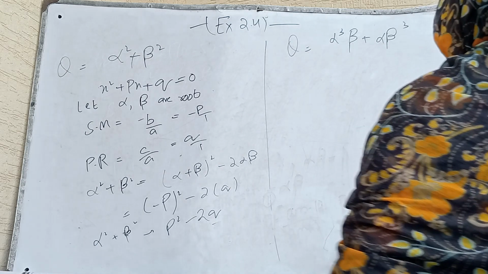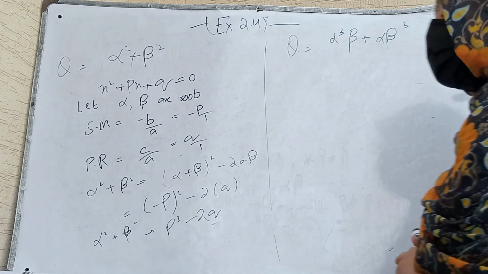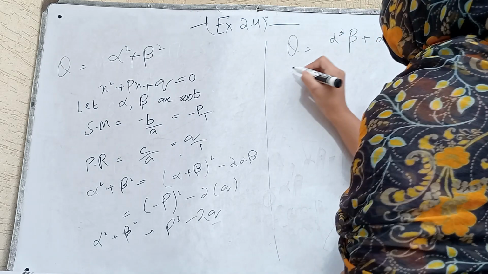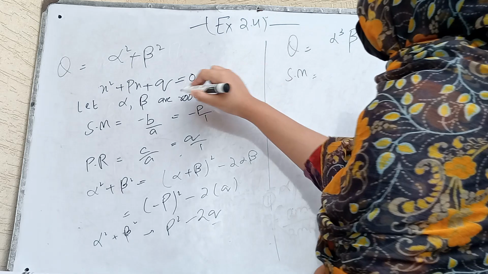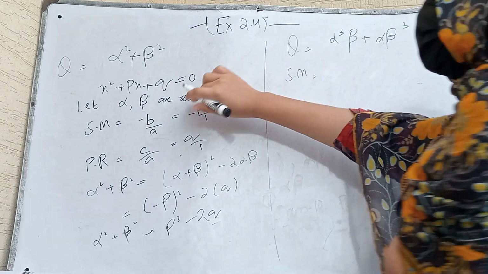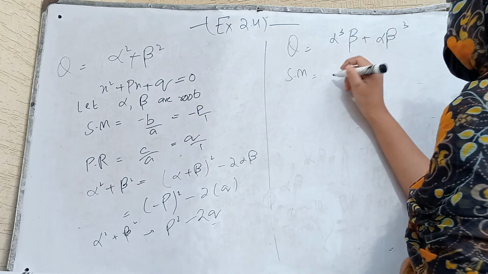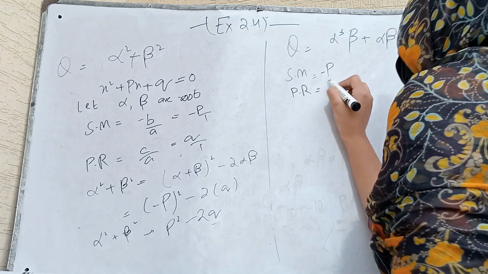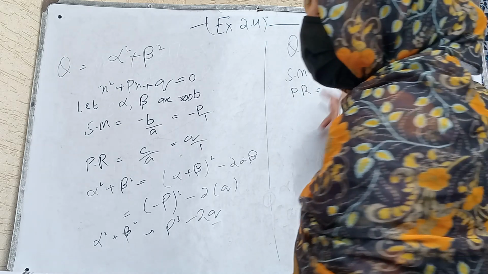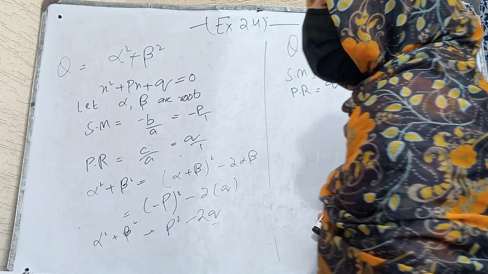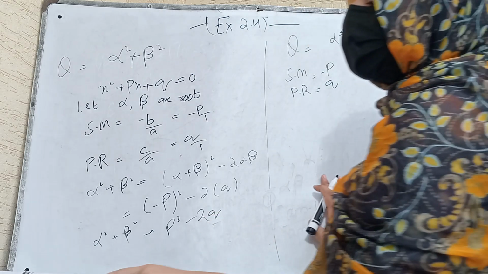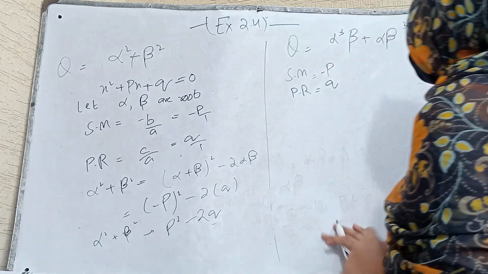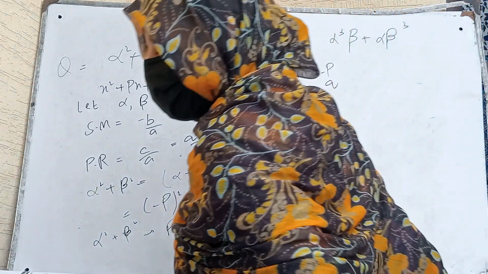The next question, we have alpha cube beta plus alpha beta cube. So first we have again the sum of roots, which is the same as this because the given equation is the same. So sum of roots is minus p, and product of roots is q. So we find this term, which is alpha cube beta plus alpha beta cube.